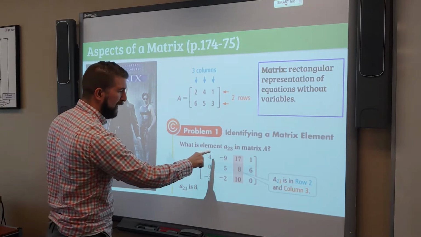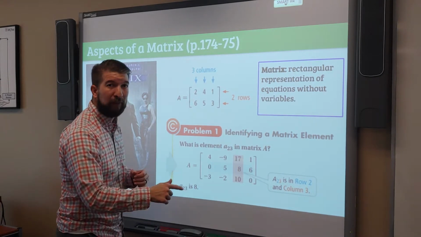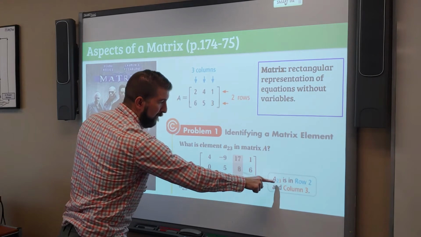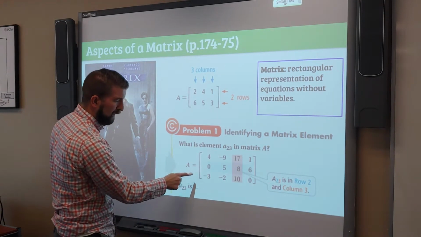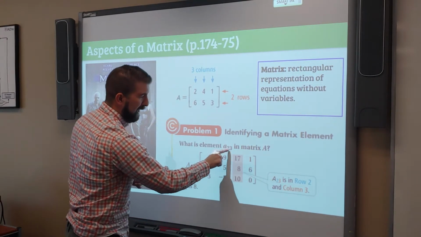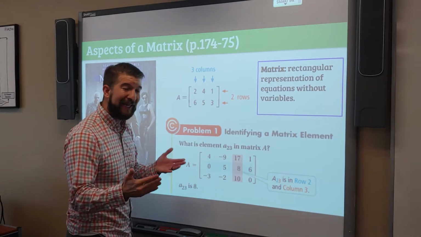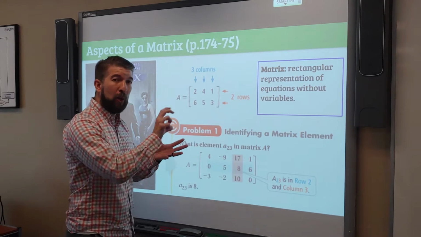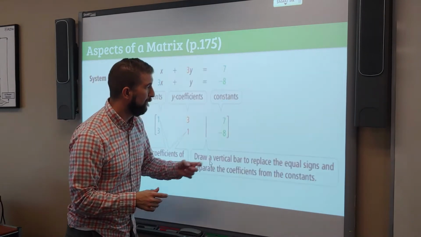So right here it says, what is element A23? Well, each of these spots is represented by a number. The first number in A23, the 2, represents the row. So row 1, row 2, row 3. So row 2, and then the 3 in A23 represents the 3rd column: 1, 2, 3. So we can say A23 is 8. You need to be familiar with where these numbers from the linear equations are placed.